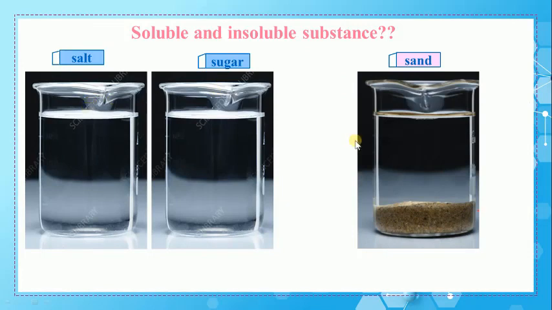Observe these three different mixtures. The first mixture is made up of salt and water. The second mixture is made up of sugar and water. The third mixture is made up of sand and water. Now, is the first mixture of salt and water a homogeneous or heterogeneous mixture? Very good. It's a homogeneous mixture since it's made up of one phase.